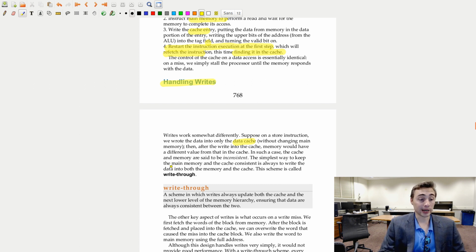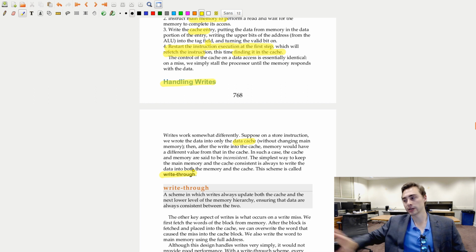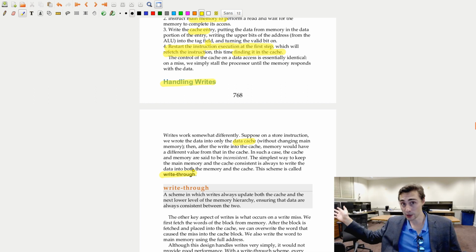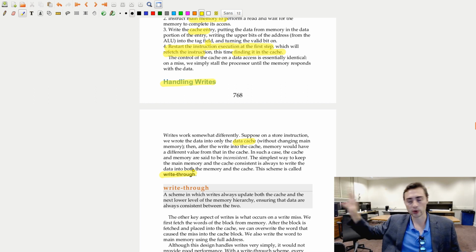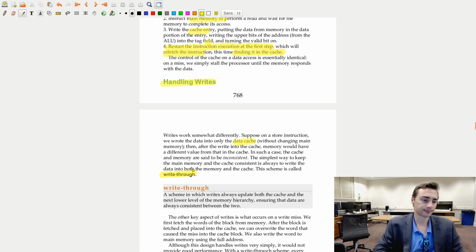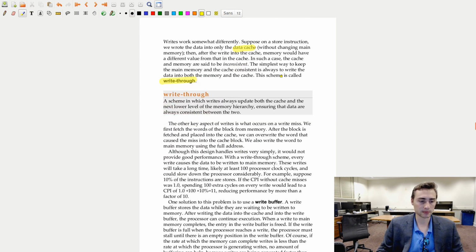The simplest way to keep the main memory and cache consistent, or coherent. Consistency and coherency are actually two different things, I shouldn't mix those together. So the simplest thing to do is a write-through cache. This says if I write something to the cache, I'll send that write all the way out to memory. It's not going to be done right away, but it'll be on its way. It'll finish at some point. So that's what a write-through cache is.